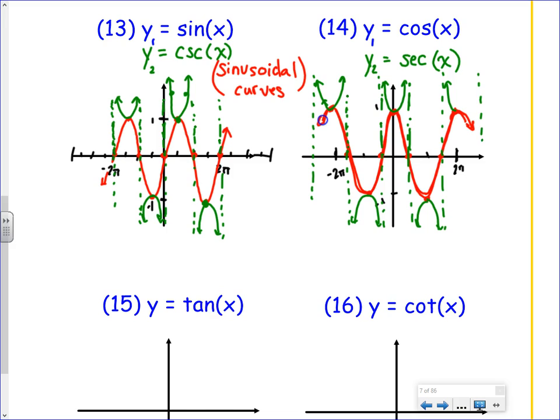There will be another vertical asymptote. Ta-da! I'm just going over it. Tangent, cotangent.